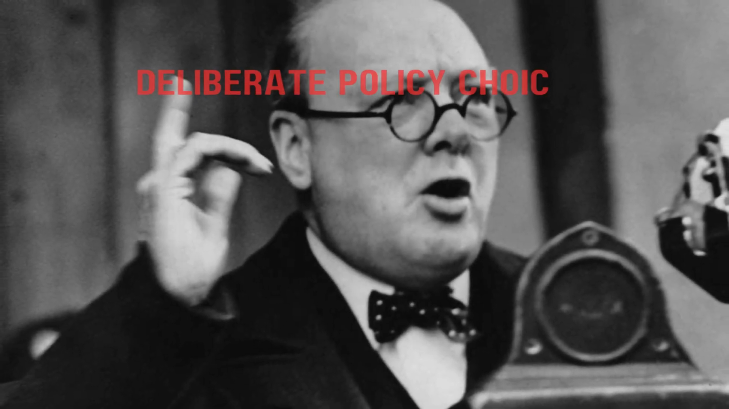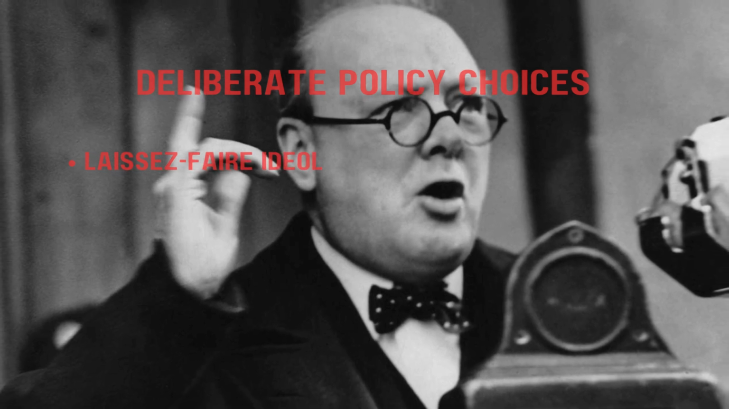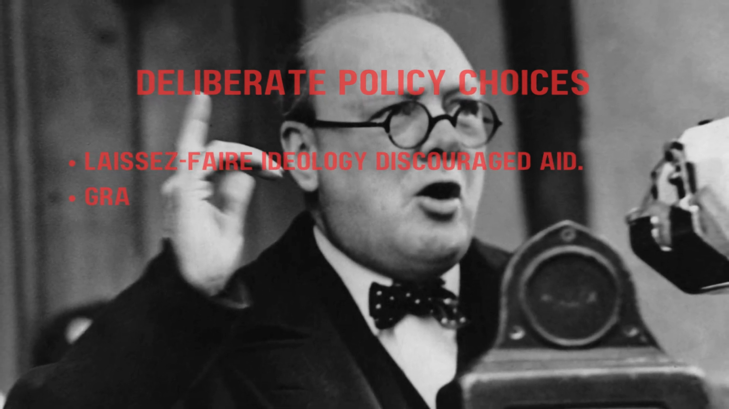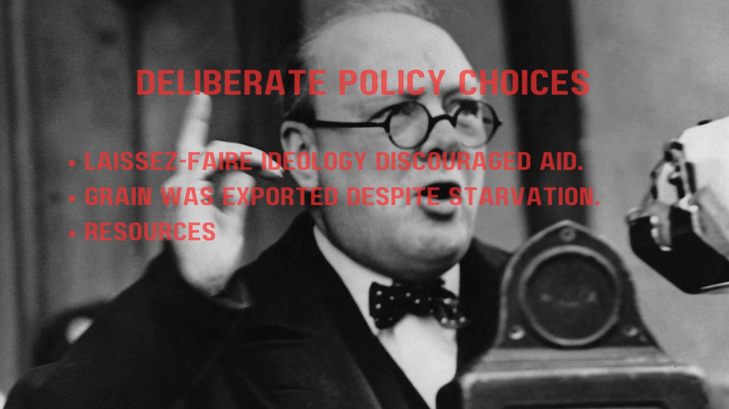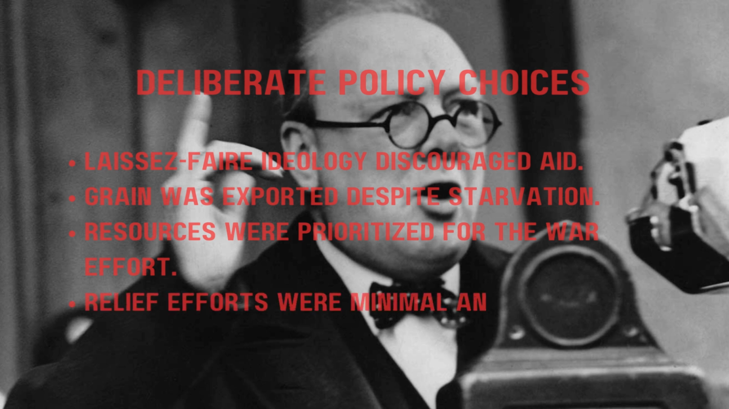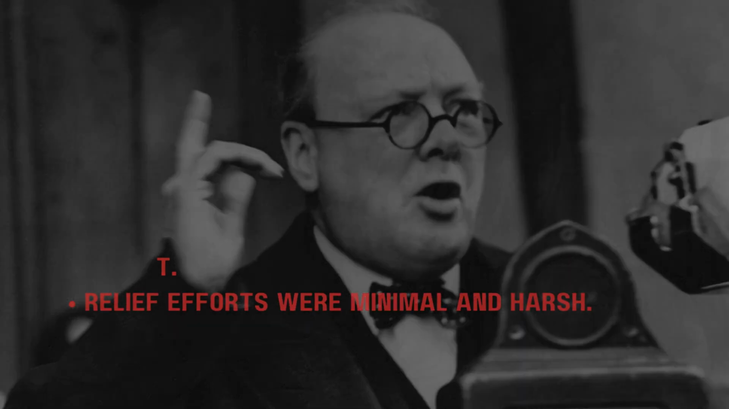So here's the crucial point. The Bengal famine wasn't just about a failed harvest. It was magnified by a whole series of deliberate policy choices. A hands-off economic ideology that discouraged aid, grain being exported from a starving region, and prioritizing the war effort over human lives. It all combined to create what many call a preventable tragedy.